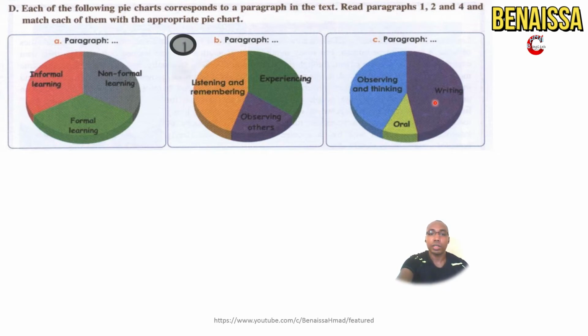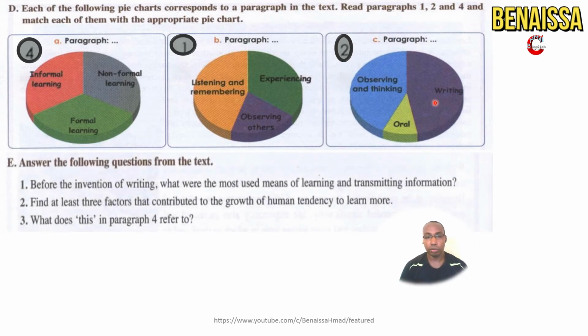Here are the answers. Number one is B, paragraph B. Number two, paragraph C. And number four, paragraph A. Okay? Paragraph four, A, paragraph one, B, and paragraph two, C. Now let's move to the next one.